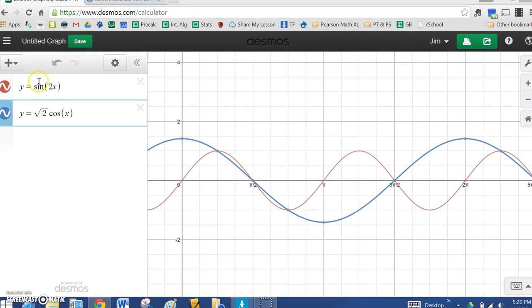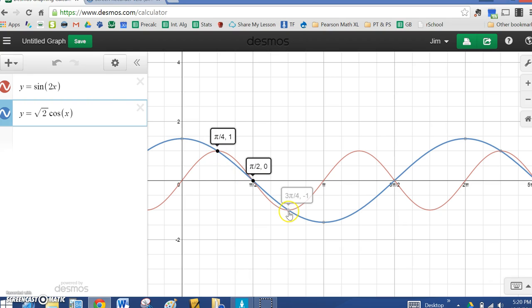So I've set this up already. Here's the left side, and then here's the right side set equal to each other. When I click on any one of these points, wherever the graph intersects, and specifically here we're talking from 0 to 2 pi, I can see that I'm going to have four answers: pi over 4, pi over 2, 3 pi over 4, and 3 pi over 2.